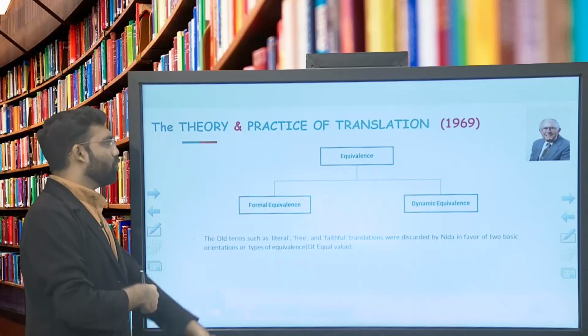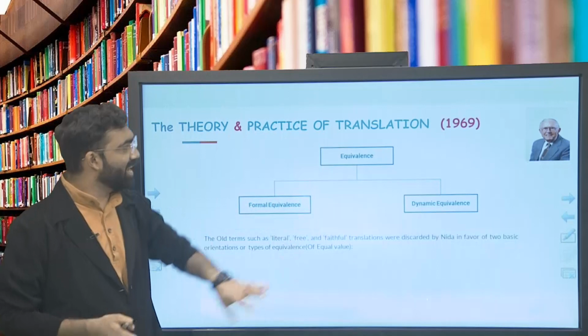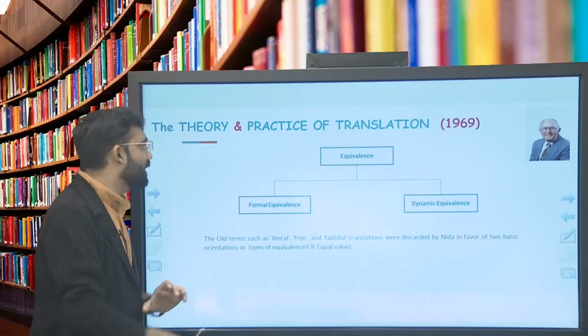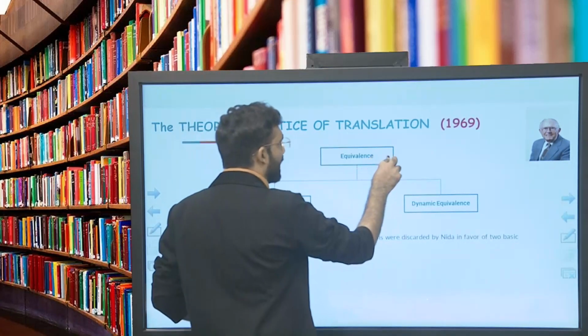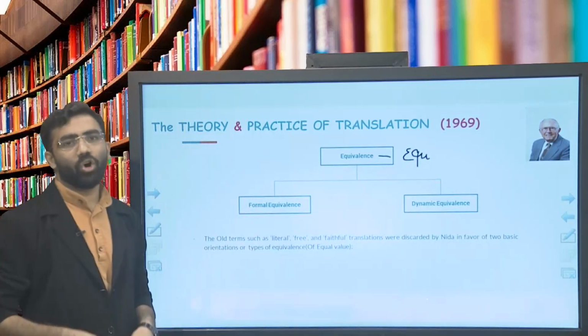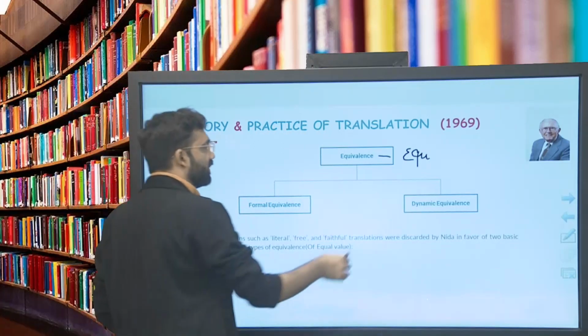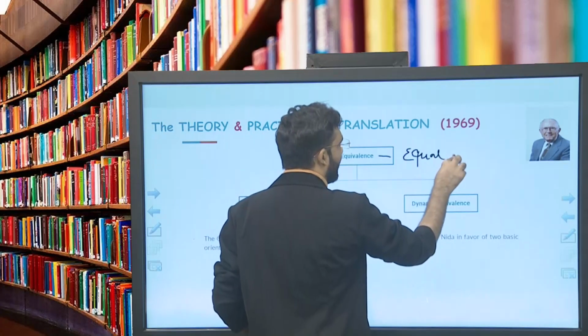So if you want to talk about the difference between formal equivalence and dynamic equivalence, the two types of equivalence, here I would want you to understand that equivalence does not mean the same meanings or the same words, but words which have equal values.